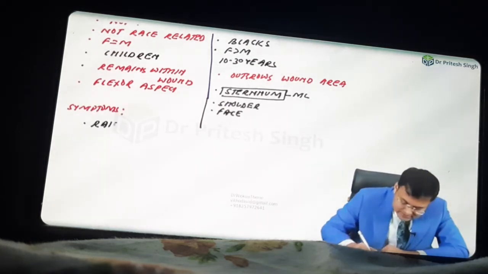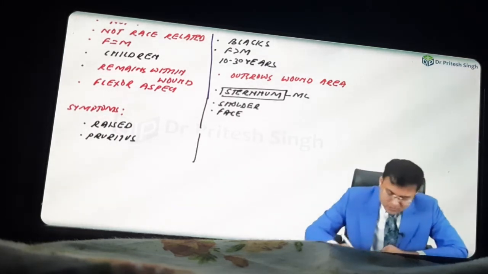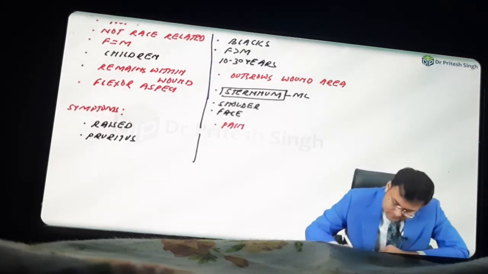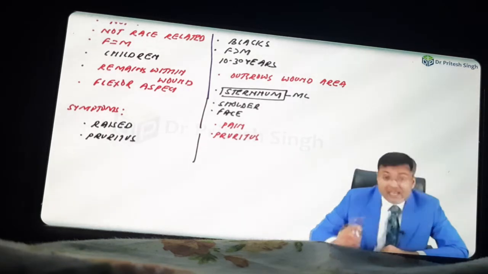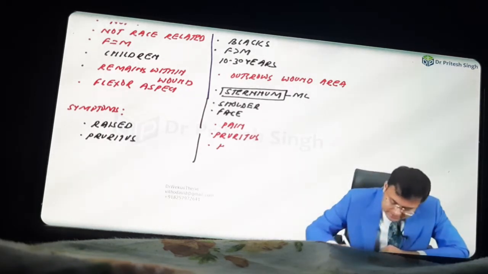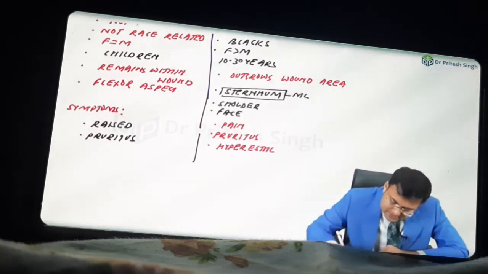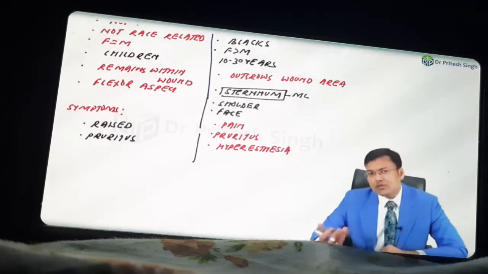and sometimes there is pruritus, but it respects wound confines. Whereas in keloid, there is pain, there is pruritus, there is excessive itching around this keloid, and there is hyperesthesia. It doesn't respect the wound confines, it goes beyond the wound margins.